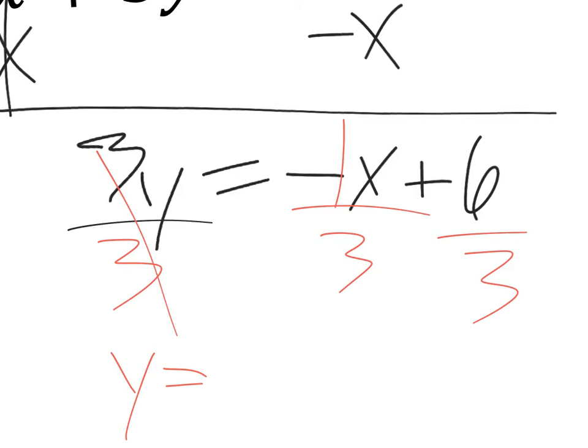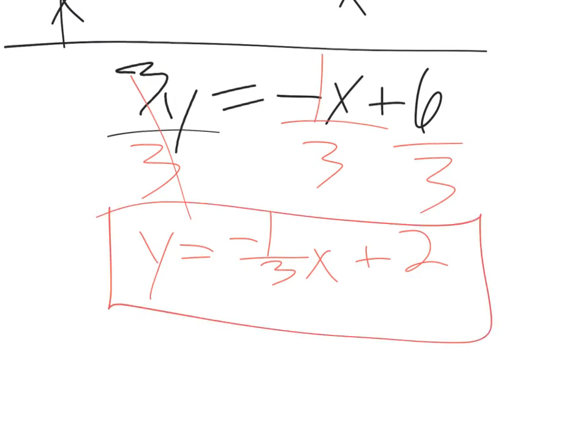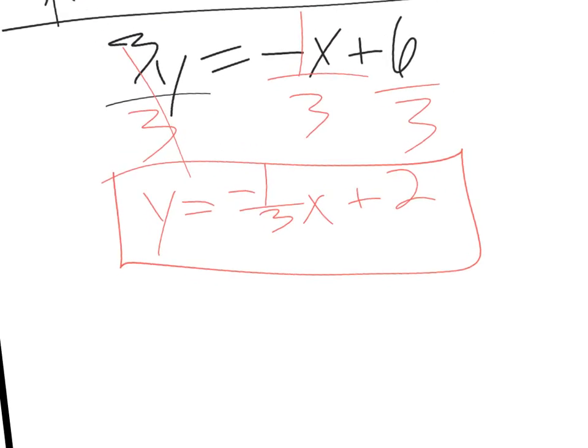6 over 3, that'll make 2. So I'm going to write negative 1 over 3 x plus 2. When you have fractions, I prefer writing the x on the side of the fraction. But yeah, now it's in y equals mx plus b form, but it's called slope-intercept form. That's what I should say, I said y-intercept form. What is your slope? Your slope is your m.